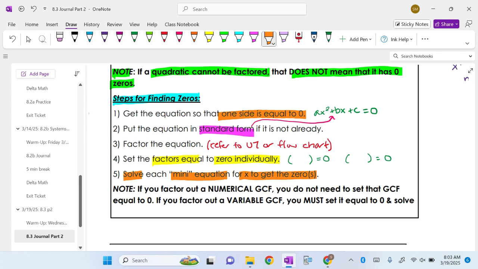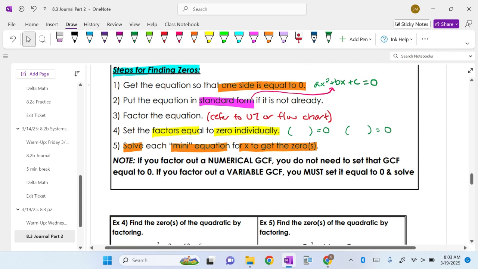So the great thing about solving by factoring is that once you factor it, you basically have two little mini linear equations that you can solve, and they're usually like 1 or 2 step equations. They're usually not very complicated. A lot of times you can eyeball them and get the answer. All right. Now, this is important.